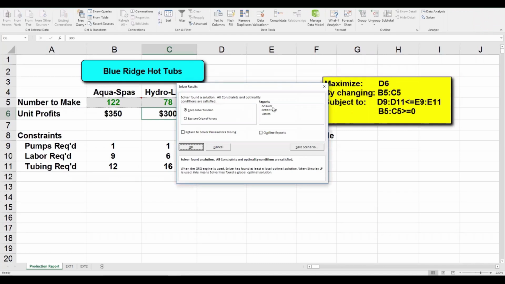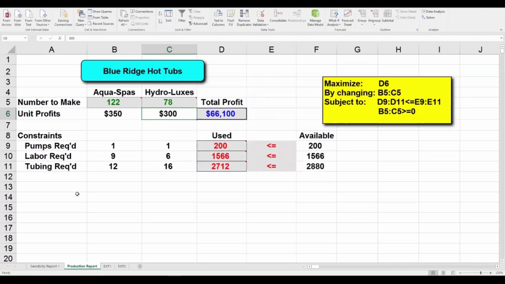In the pop-up window, on the right-hand side, among the three reports, answer, sensitivity, and limits, the most useful one is called sensitivity. So you just need to select sensitivity and say okay. You can also call the answer table or the limits table, but basically we can get all that information from the sensitivity table, so we are going to focus on the sensitivity. We say okay. In the Excel file, we can see a new sheet called Sensitivity Report 1 on the left-hand side of the current LP model production report.